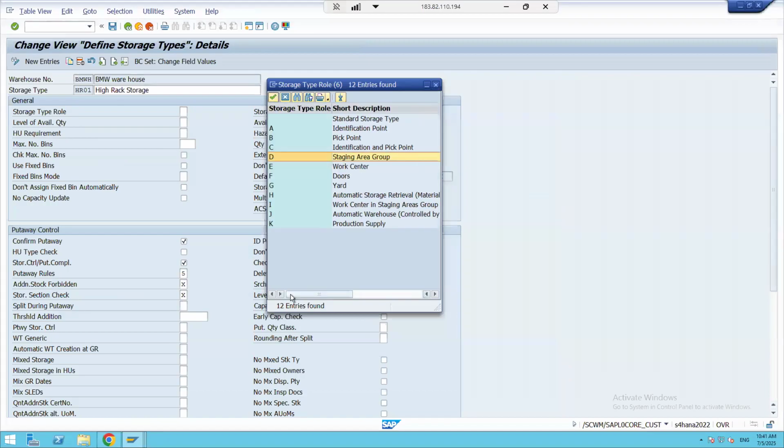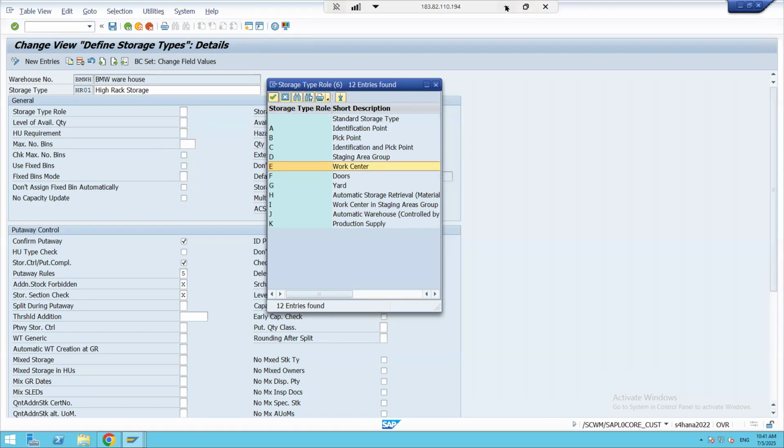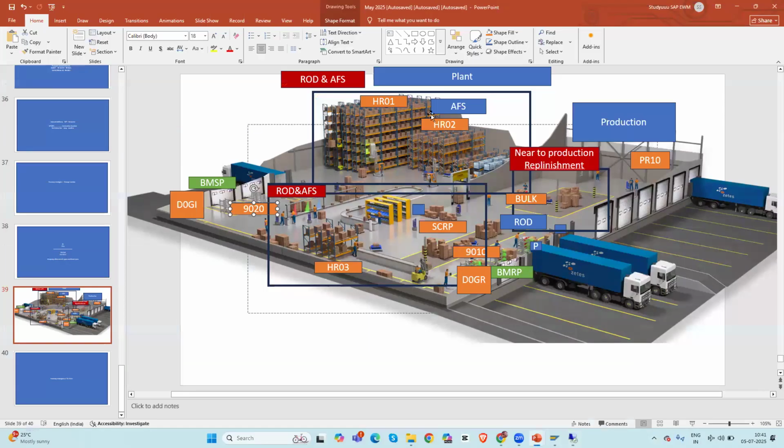Staging area group. Next thing, work center. What is a work center? I can say a work center is a machine. Consolidation and deconsolidation is called a work center. Consolidation or deconsolidation is called a work center.